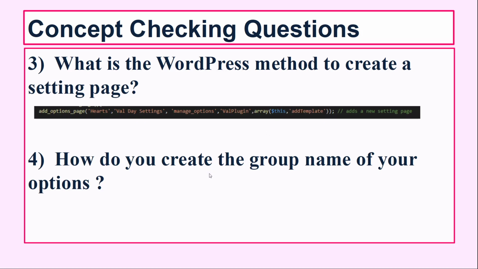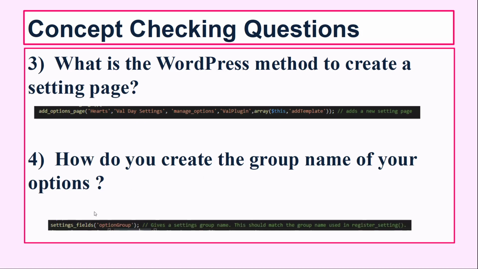How do we create the group name? So we use the settings fields option group. This gives a setting group name. Now this is probably one of the most common errors that people make, when they don't link up all these parts correctly together. So we need to make sure that settings fields is remembered for the option group, and I do like to keep it as the option group because it helps me remember that this is the group value that we've set.